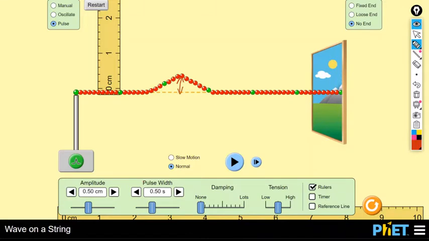From here to here, it is 0.5 centimeters. That's the displacement of that particle, and it's the maximum displacement, so that's called the amplitude. And this is the thing we're going to be paying attention to for this entire video, the amplitude of these waves and wave pulses.